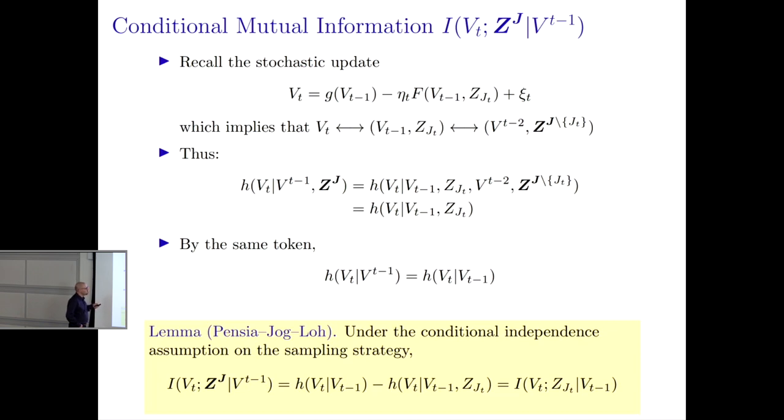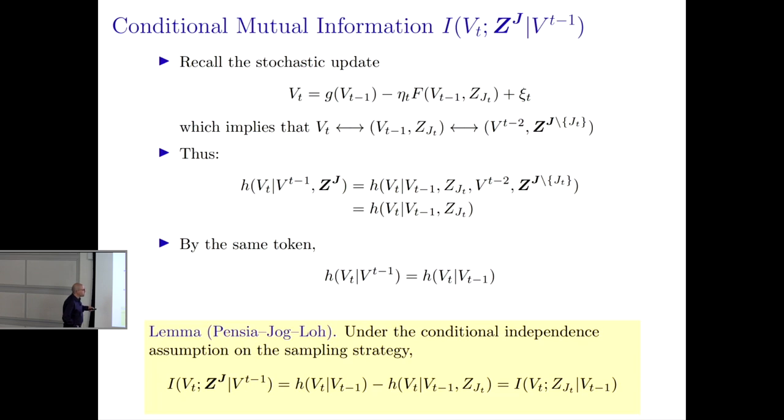So we have this conditional independence relation. VT, the tth iterate, and the iterates from two iterations ago, and the samples that were not chosen in that iteration, don't matter as far as the computation of VT goes. Therefore, I can exploit this conditional independence and write this differential entropy. Here I'm going to split off VT minus 1, the previous iterate, and the data instance chosen at this iteration, from the other stuff. And by conditional independence, I can forget about the rest. So this is now the conditional differential entropy of VT, the iterate at time t, given only the previous iterate and the sample that was chosen at iteration t.